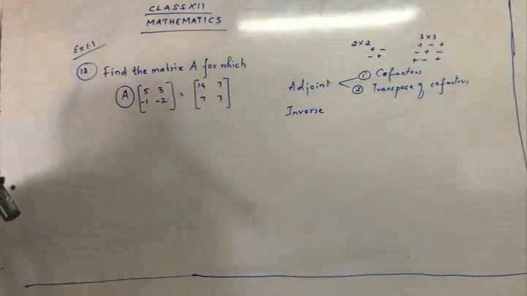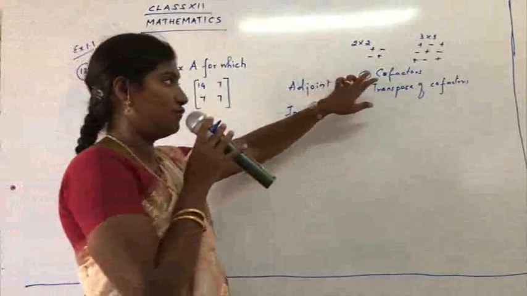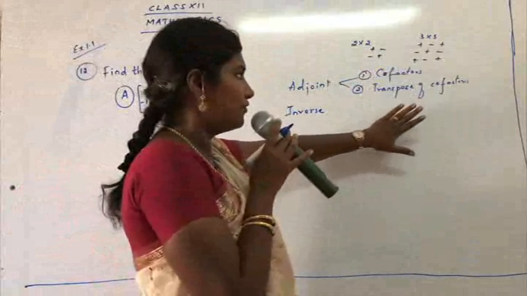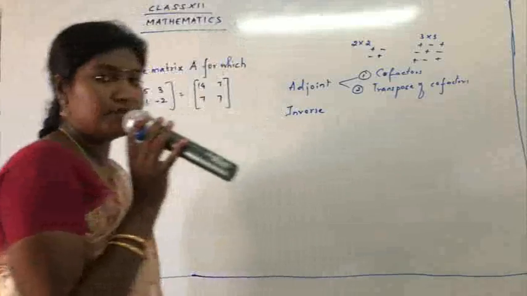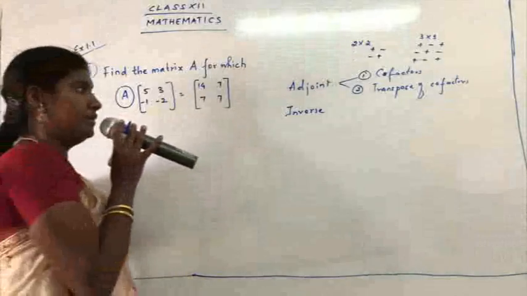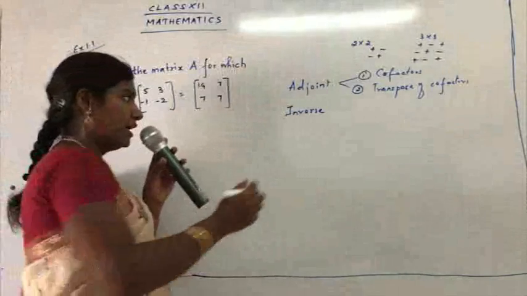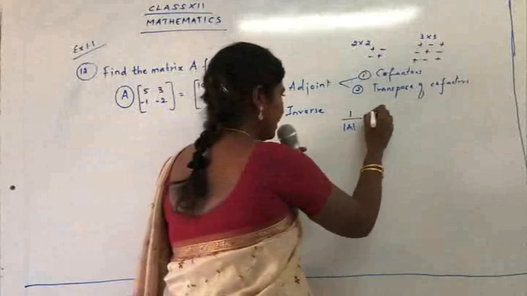Next, we have to find the transpose of cofactors. The first step was to find the cofactors and the second is to take the transpose of it. Now what was transpose? Transpose is nothing but just interchanging the rows and the columns. The second topic we dealt with was inverse. And what was the formula that we used for inverse? It was 1 upon determinant A times adjoint A.